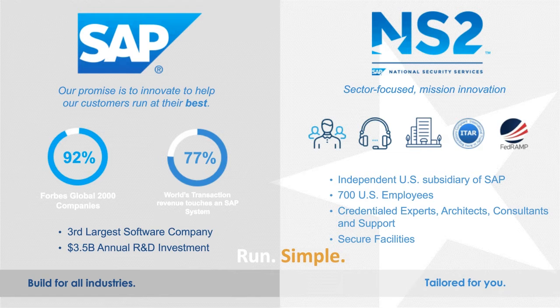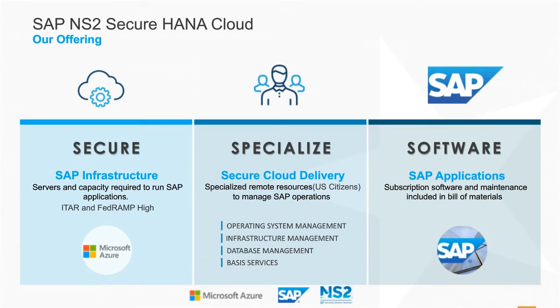So I want to talk about what is SAP NS2 Secure HANA Cloud. This is an end-to-end cloud offering, meaning we bundle three things. We have the SAP Cloud Services, the infrastructure that's provided by Microsoft Azure. We also provide secure managed services. That's services that will keep your system up and running, whether it's infrastructure, database, operating system, or your SAP application. That's going to be provided by NS2. And then we bundle that with the software. The software includes also the subscription. So we package that all as one offering.